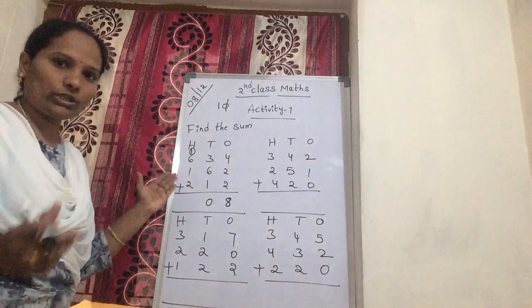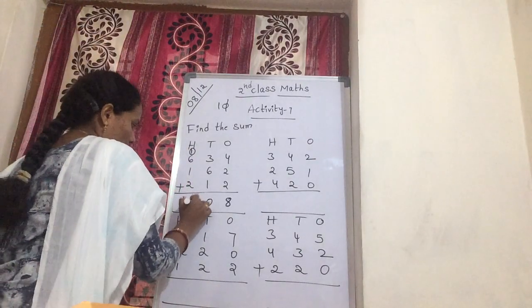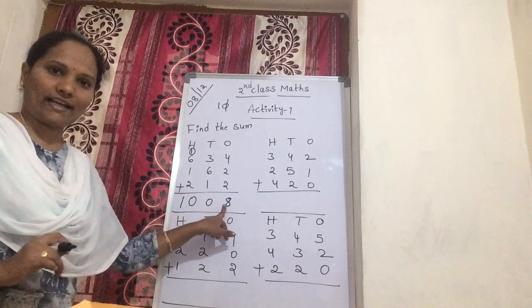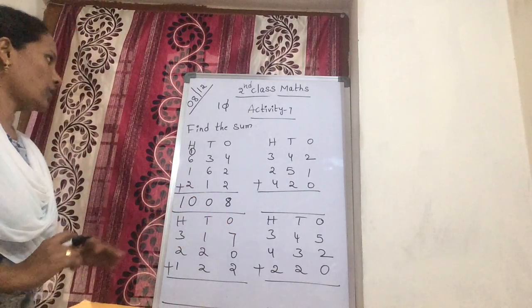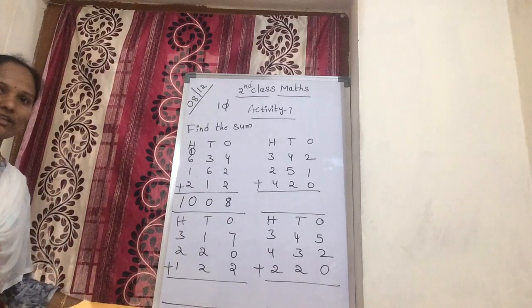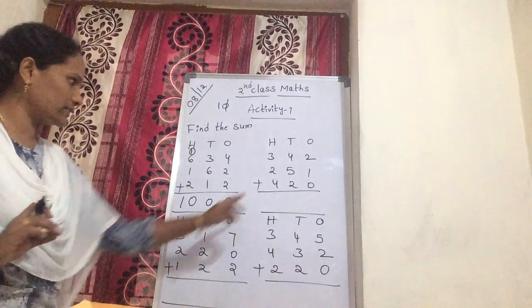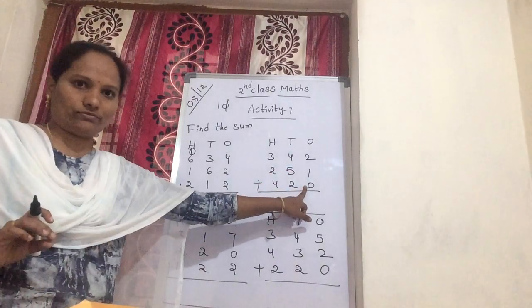Still, here is any number there? Is a 1000 number there? No. So this 10, keep down. So you get how much, Amma? 1008. Okay. How to add 3 numbers, you can understand. First you are adding the first 2 numbers. After, you are adding that result to the third number.